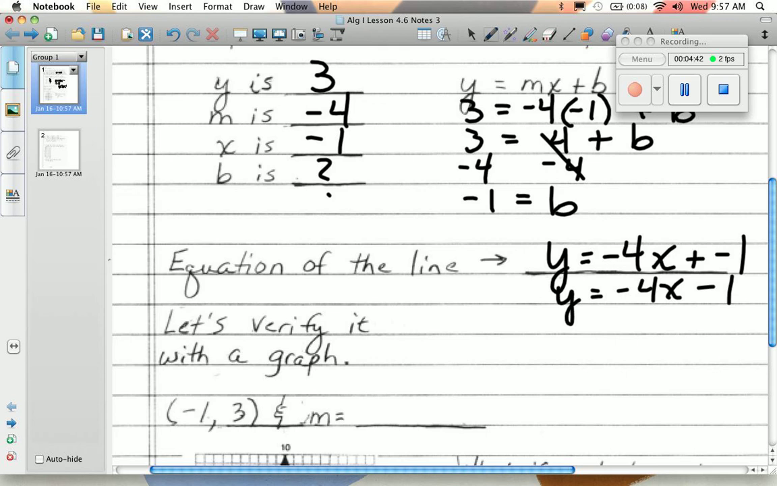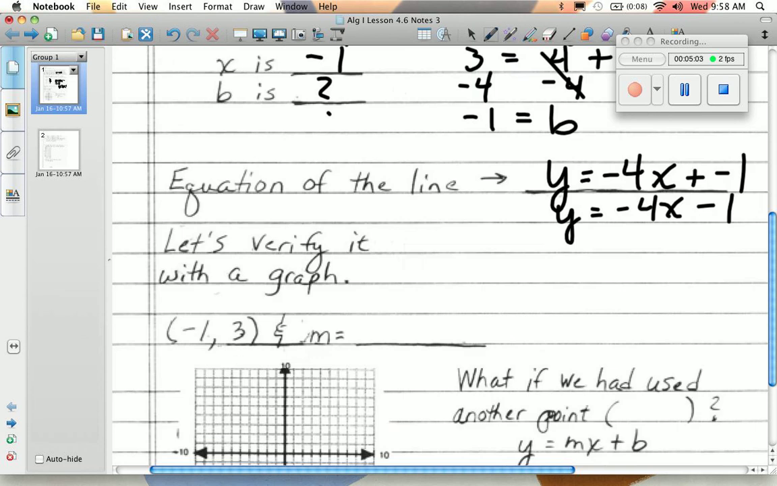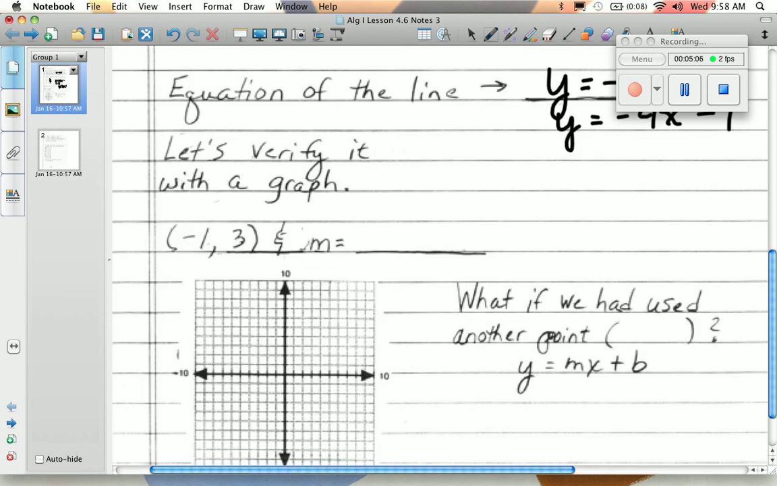Now, what's confusing about this is you might feel like, well, don't we need that -1 and that 3 in there somewhere? No. That's one of the many solutions to this equation. Just one of the many. We just used it along with the slope to help us find the y-intercept. So here's the equation of the line. Now let's just graph it to verify it, okay? So -1, 3, and what's the slope of our line again? -4. Okay, what I mean by verifying it, let's see if the graph actually crosses the y-axis at -1.